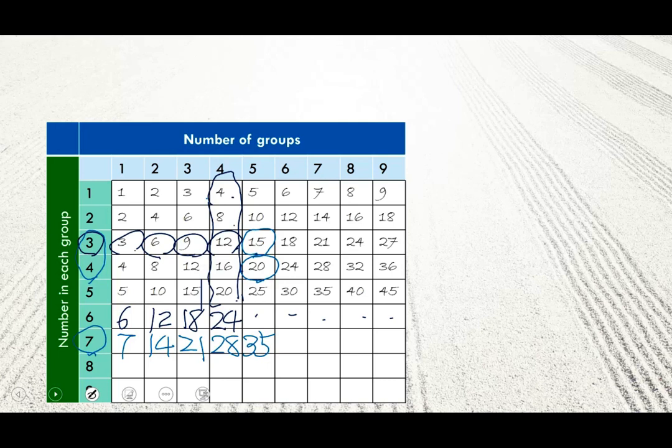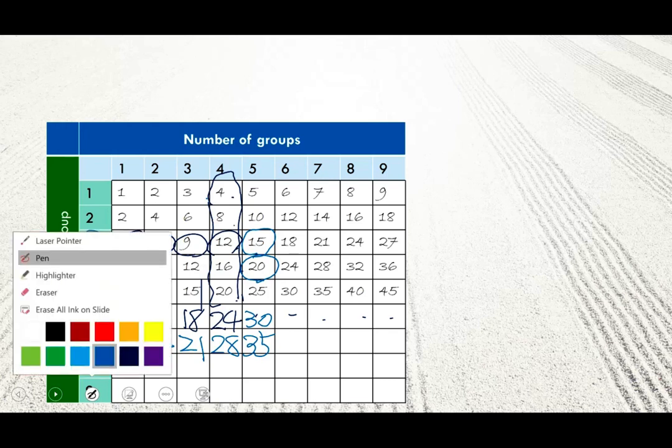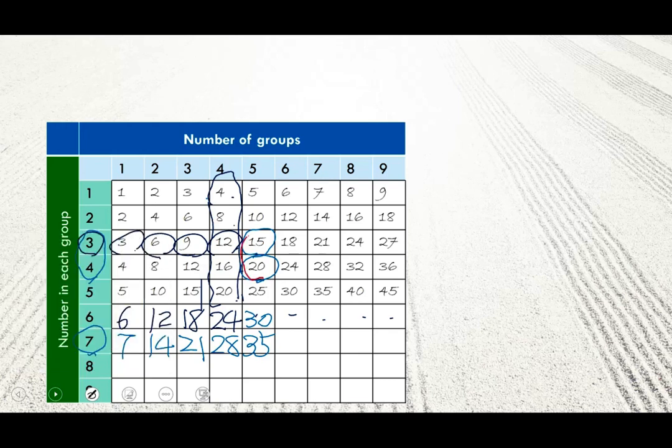28 plus 7 is 35. Okay, so this is 30, and then increase by 5, 35. So this works. So because 7 is 3 plus 4, therefore we add these together.